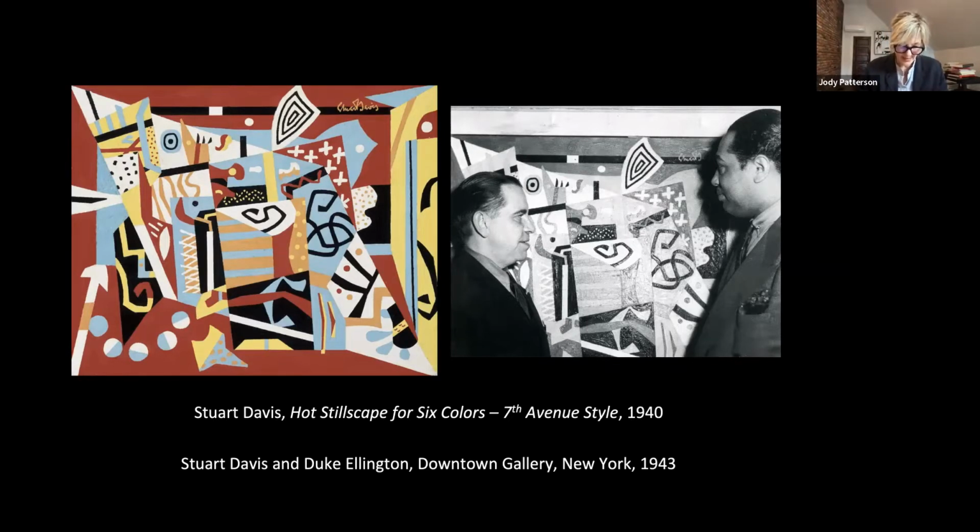Two years later, in 1943, Davis invited Ellington to perform at the opening of his solo show at the Downtown Gallery in New York, and that's what we're looking at on the right. Davis wanted his guests to see how the irregular geometrical shapes and piebald colors of his compositions echoed the rhythms and tempo of swing.